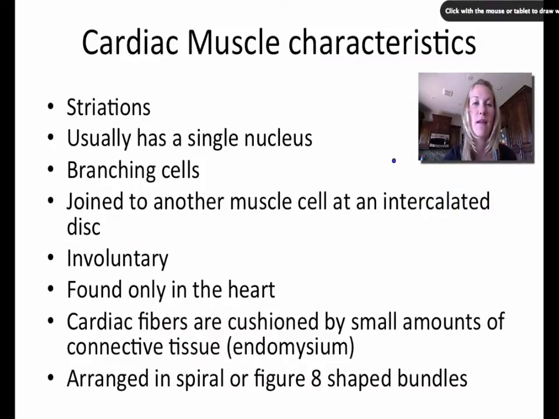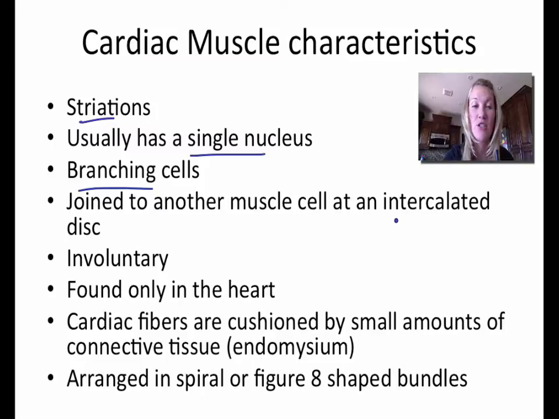Then we have cardiac muscle characteristics. They're striated, with a single nucleus. They're branching cells. They're joined to other muscle cells at intercalated discs. And they're also involuntary. They're found only in the heart. And then they have cardiac fibers that are cushioned by small amounts of endomysium. So do you remember what endomysium is? Hopefully you remember that you have individual muscle fibers, and those individual muscle fibers are surrounded by endomysium.